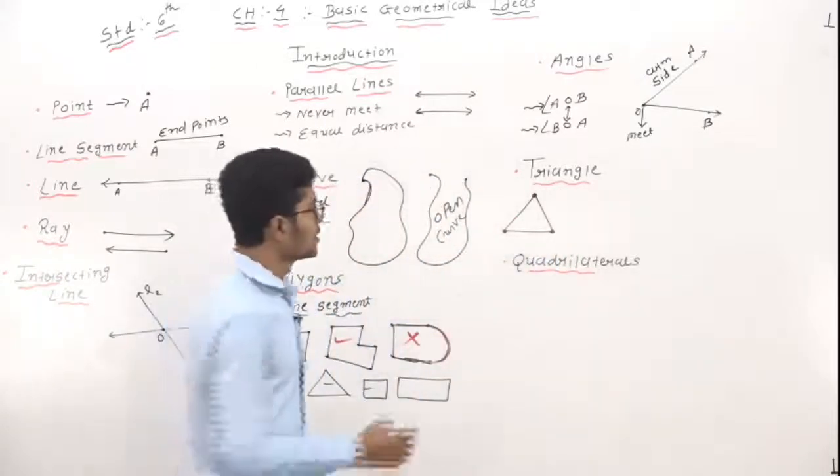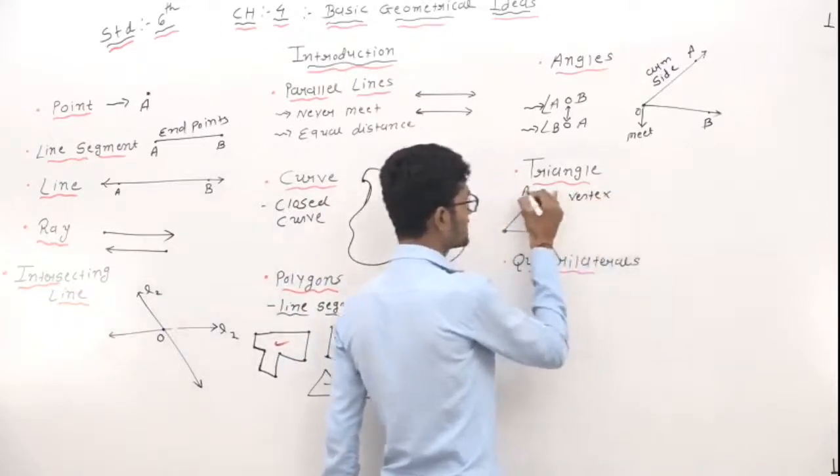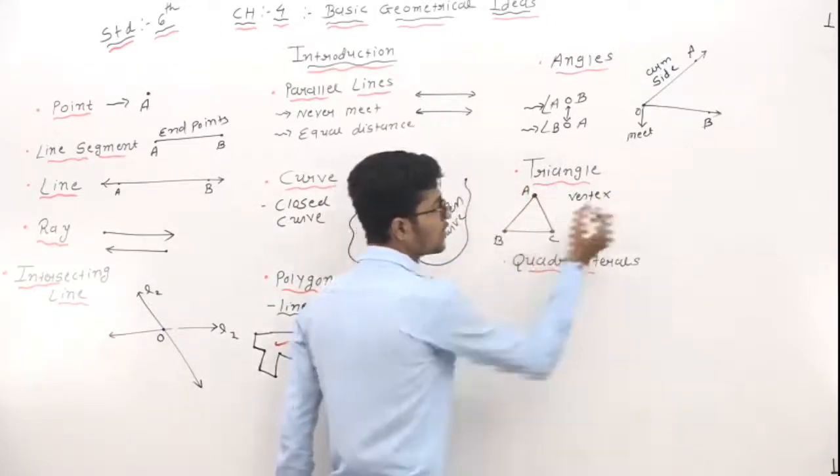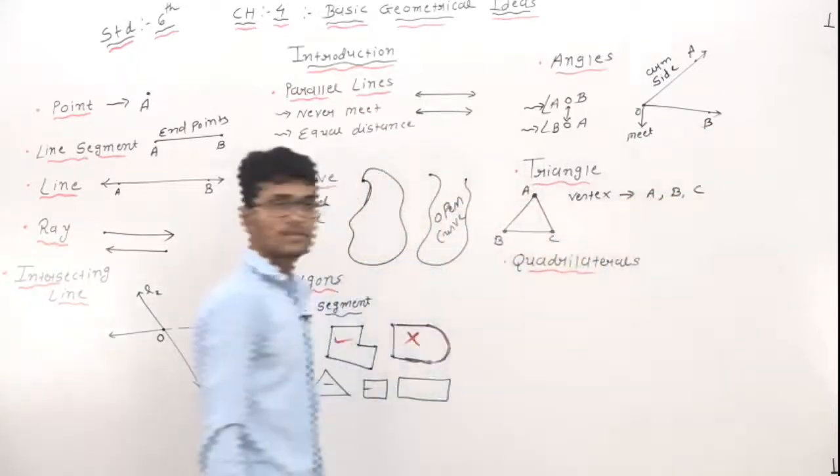Done? So here is the dot. Dot is called a vertex. Here the names are A, B and C. So how many vertices? A, B and C, 3 vertices of the triangle.